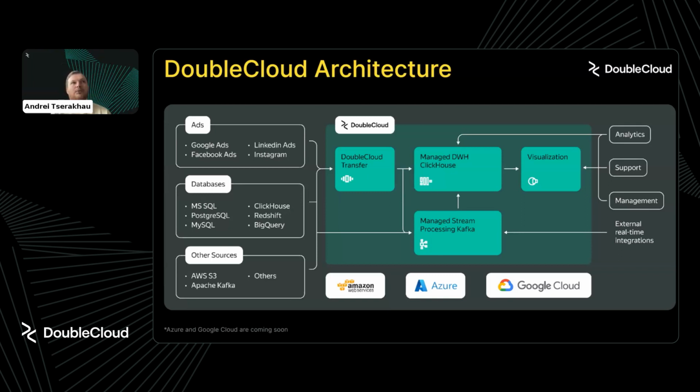When we build this transfer tool, we keep three key points in mind. First, it is a multi-purpose tool. You can build either batch pipelines or streaming pipelines, because both approaches are needed, and we try to combine them in one tool, so you don't need to switch between tools for batch and streaming pipelines.